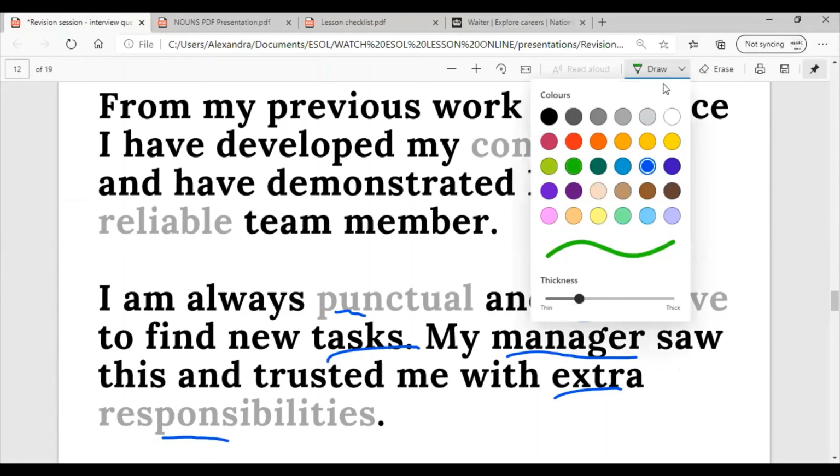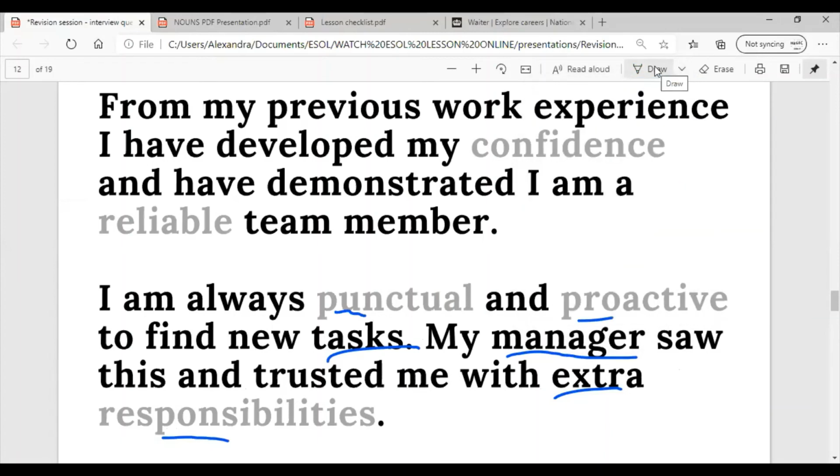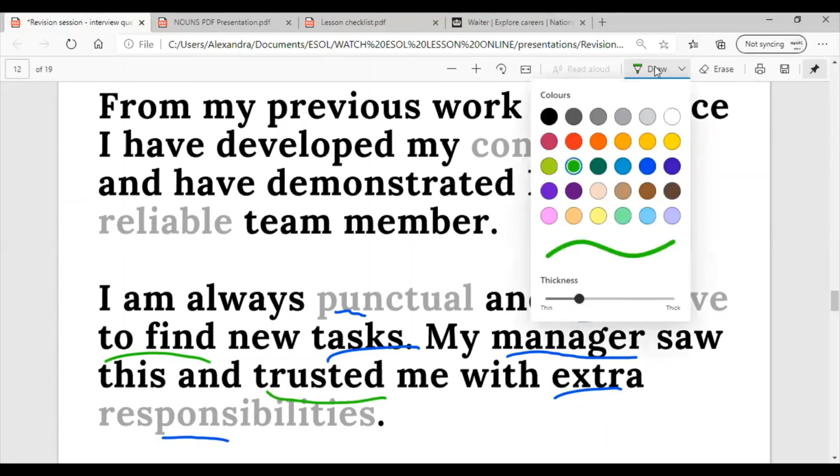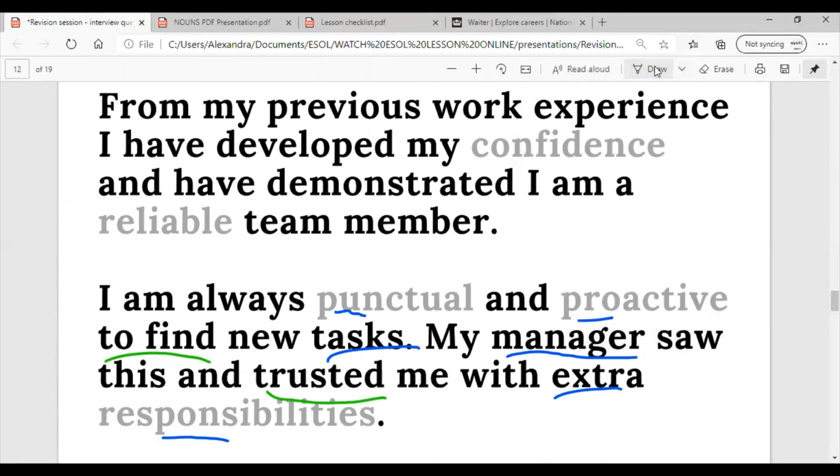Then we're going to look for our verbs. We've got "find". To find is a verb, and "trusted me with". So there we go, we've got our action words. Then we've got our conjunctions, our connective words: "always", "and", "this" and "with".